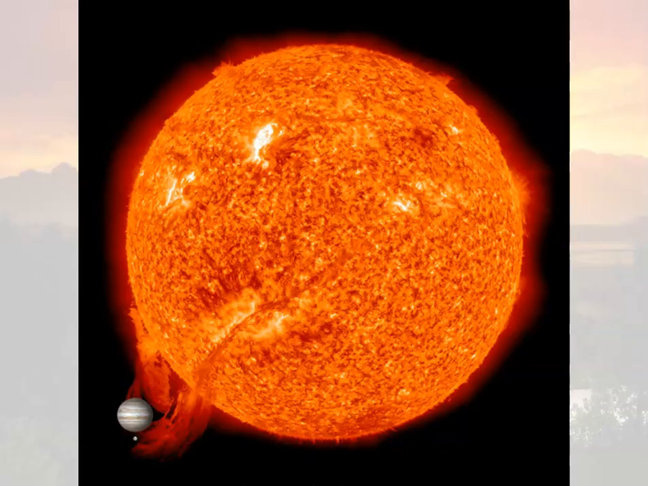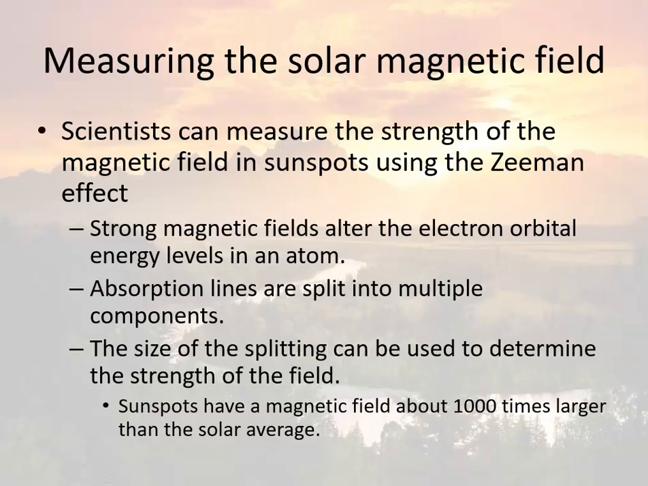These things can be huge. This is our sun with a particularly large solar prominence scaled with Jupiter here, and this little dot is, you guessed it, that's Earth. So yes, these things can be very large.